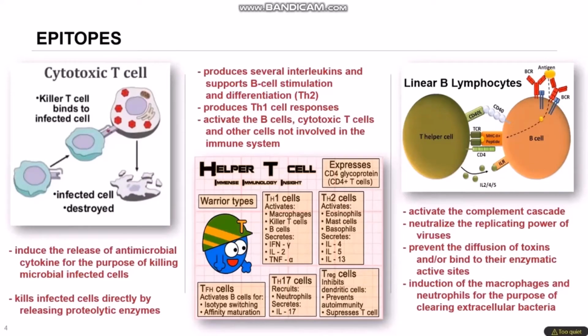With the linear B lymphocyte epitopes, it can also ensure long-term immunological protection. Prediction of these epitopes is therefore key to rational vaccine design.